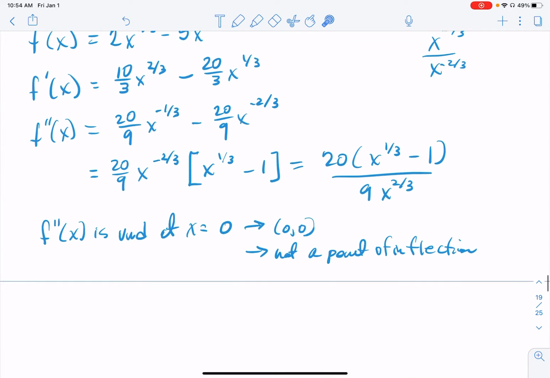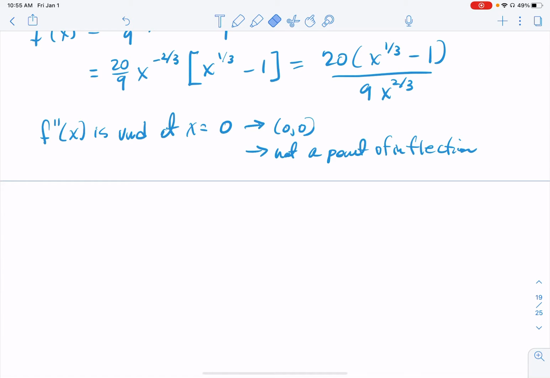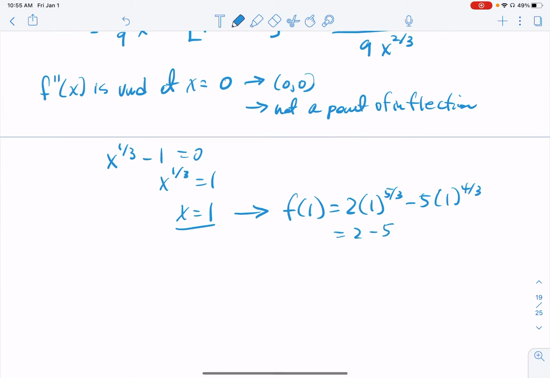All right. So we still have another possible one, and that is from the top being equal to 0. It's where x to the 1/3 minus 1 is equal to 0. So add the 1 over, cube both sides, x is equal to 1. All right, let's see. What's f of 1? I'd have 1 to the 5/3 power minus 5 times 1 to the 4/3 power, which is 1 minus 5, which is a negative 4. We've got 1 comma negative 4.